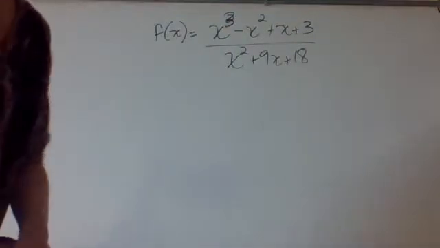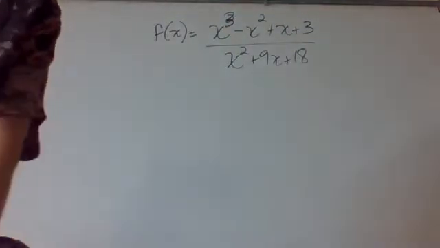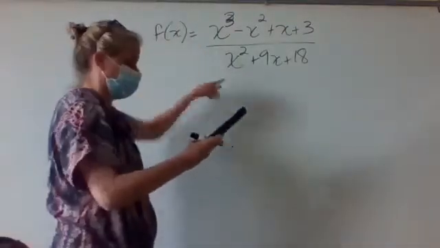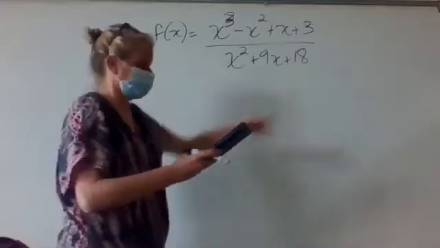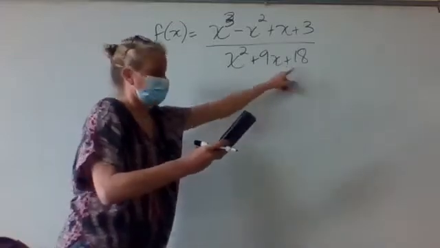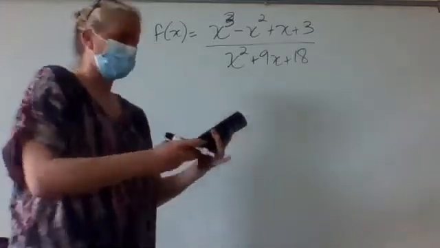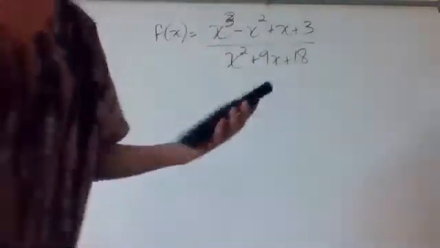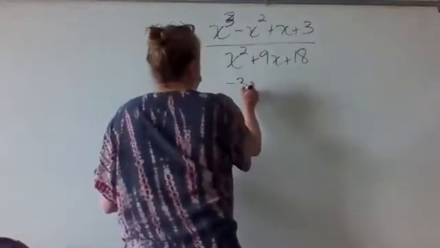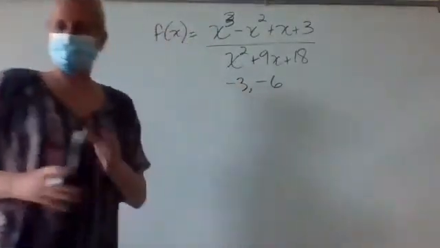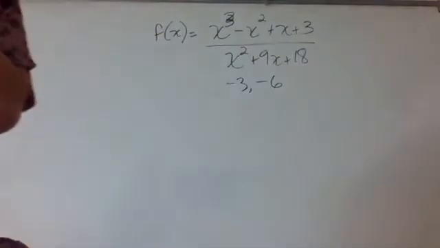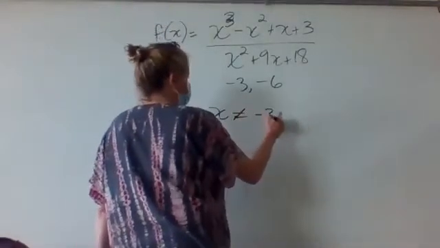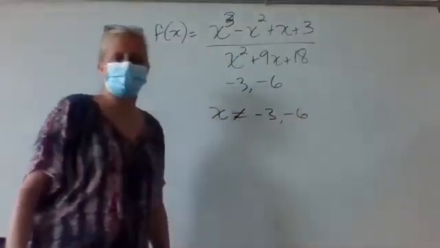The zeros of the denominator, leave those out of your domain. So since my denominator is quad, I can find its zeros by using the quad function. A is 1, B is 9, C is 18. So if you put that in your quad function, you'll notice that the zeros of the denominator are -3 and -6. So that is what x cannot be. X cannot be -3 or -6.